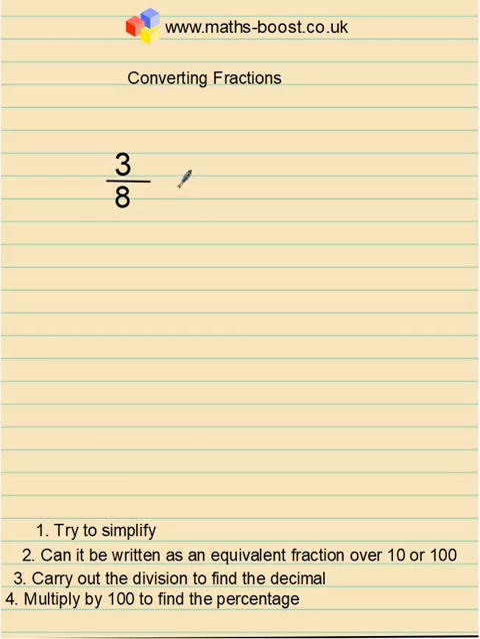So here's one more. First of all, we look to see if we can simplify it, but in this case we can't. So can it be written as an equivalent fraction over 10 or 100? Well, unfortunately not. There's no whole number that we can multiply 8 by that will get us to 10 or 100. So we've arrived at the end of the road and we've got no choice but to carry out the division to find the decimal the hard way using what you might know as the bus stop method.